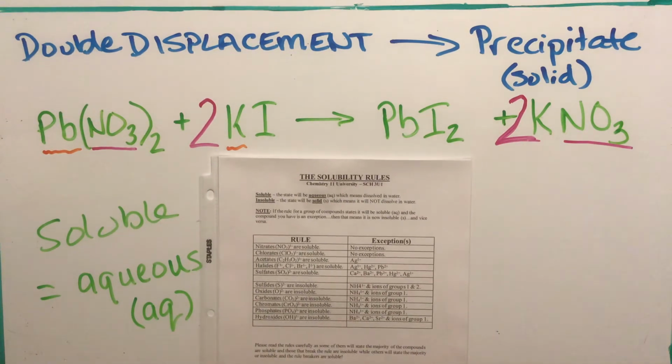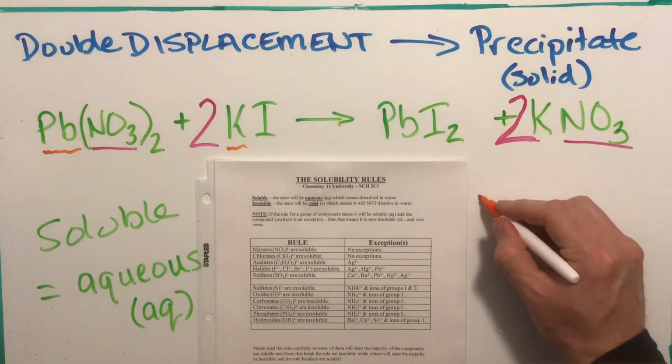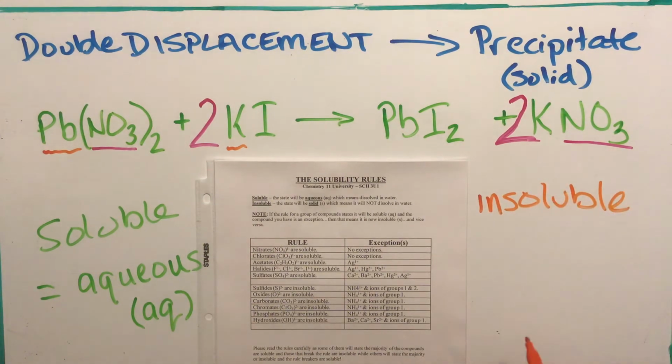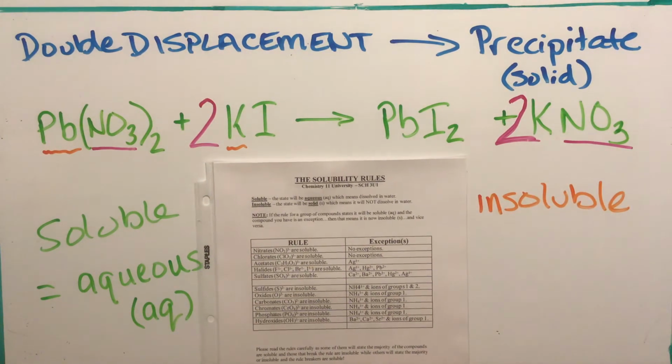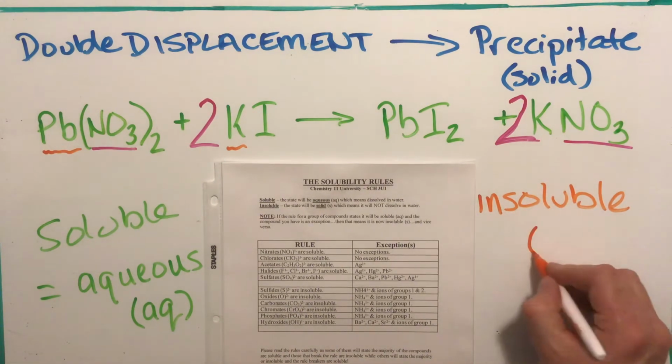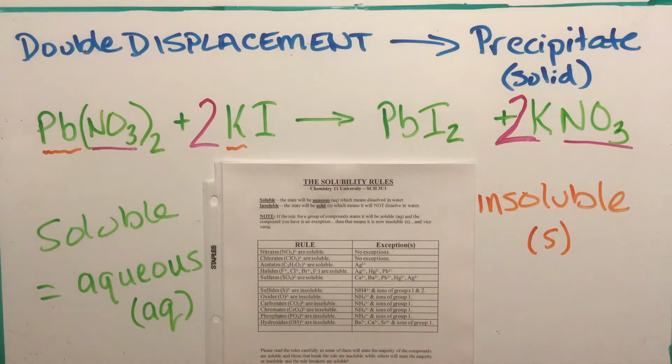The opposite of that is insoluble. Insoluble means it will not dissolve in water. And so if it won't dissolve in water, it stays solid. I'm a solid, you can't break me down, water. I'm not dissolving in you, deal with it. So this is kind of how the rules go.